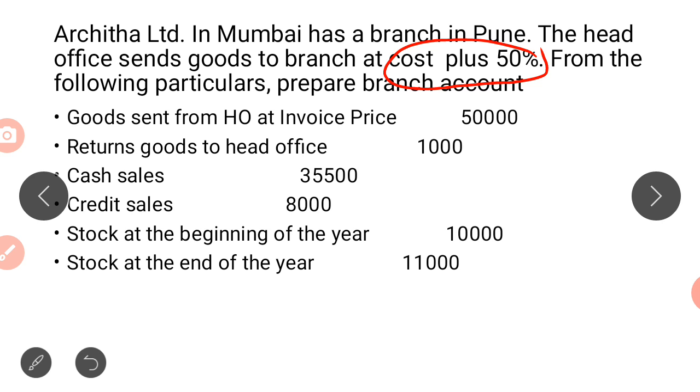The important purpose for which goods sent to branches are invoiced by the head office at selling price is, first, not to allow the branch to know what exactly is the profit made at that branch. They should not come to know what profit they have made. So for that purpose they use this method.